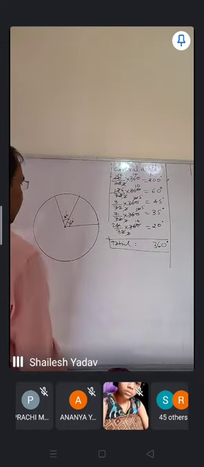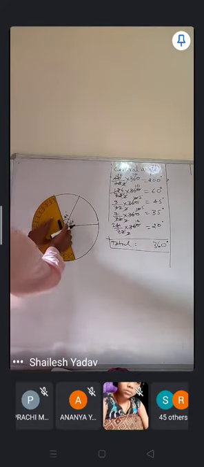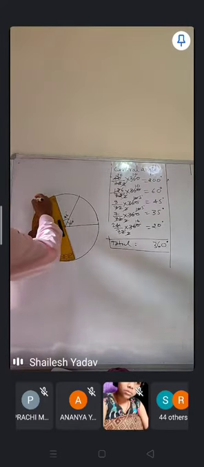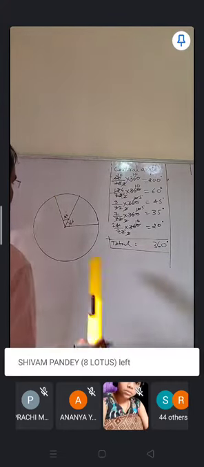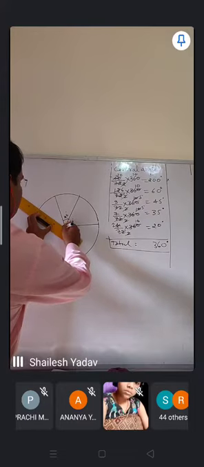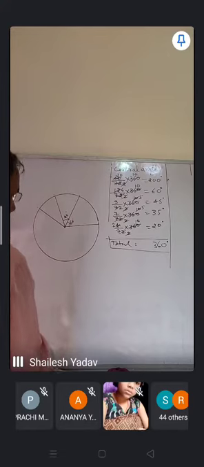Next one is 35 degrees. Again you will put the protractor like this on the next one, and mark 35 degrees. Here it is 30, so 35 will be here. So it is 35 degrees. Again you need to join this. It is like this. It is 35 degrees, and the last angle is 20 degrees.